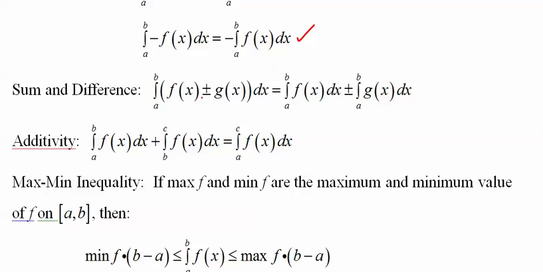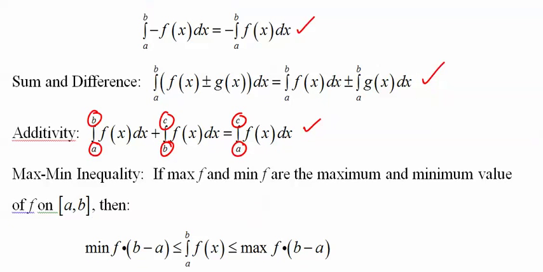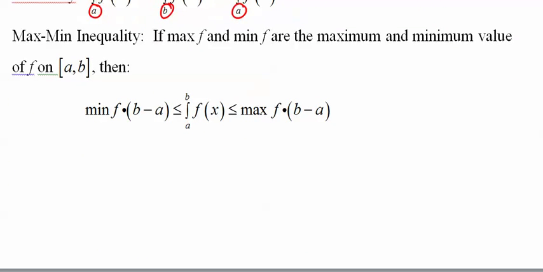If you have two functions, you can break them apart and do them separately, whether you are adding or subtracting. If you have from A to B and then from B to C, you can do it once from A to C. You get the same answer. And then some of the more complicated ones, a max min. This is actually fairly obvious when you think about it.